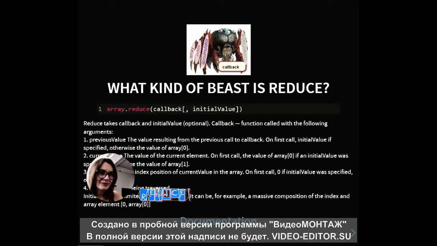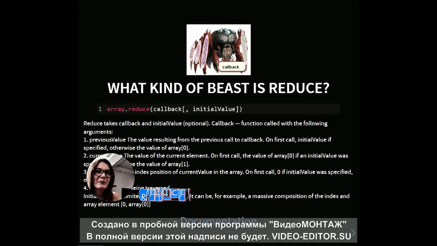What is the callback function? According to the documentation, the callback function takes four arguments. The first is the previous value, the value obtained by calling the callback in the previous call. It is called the accumulator. When first called, it is equal to the initial value if we specified it; if it is not specified, it is equal to the first value of the array.